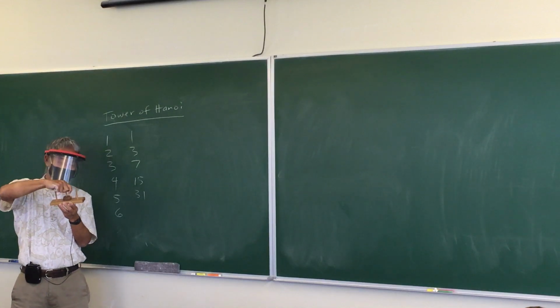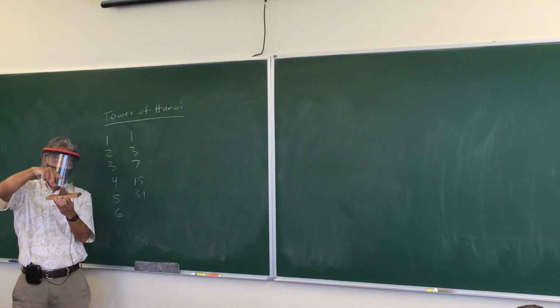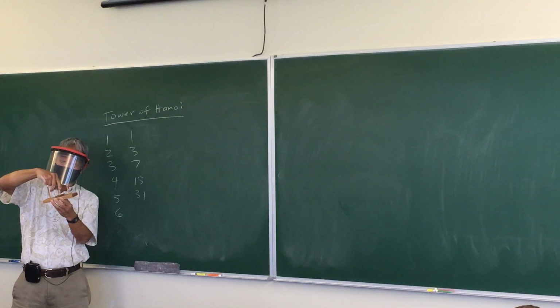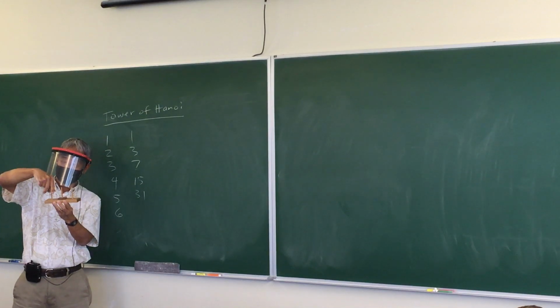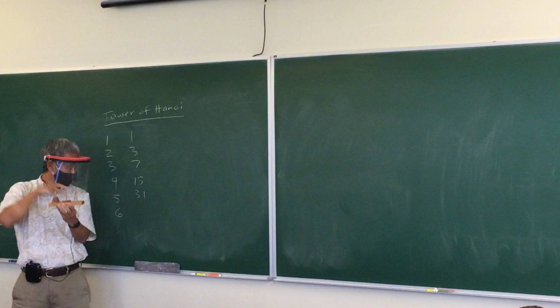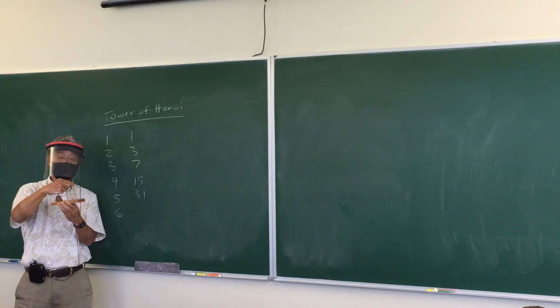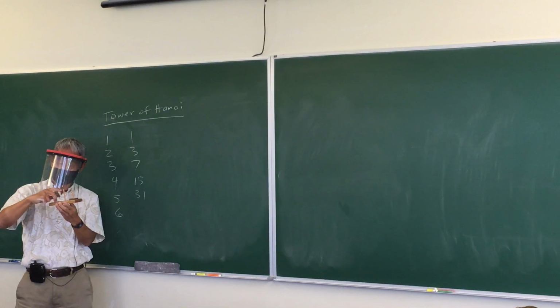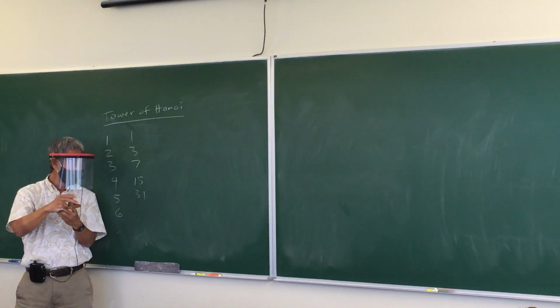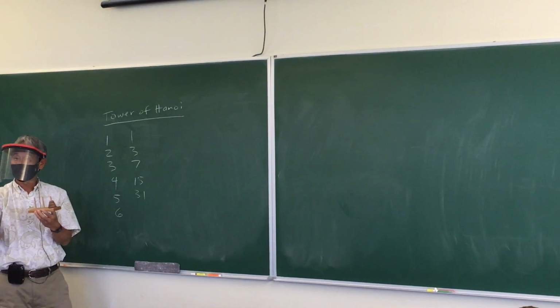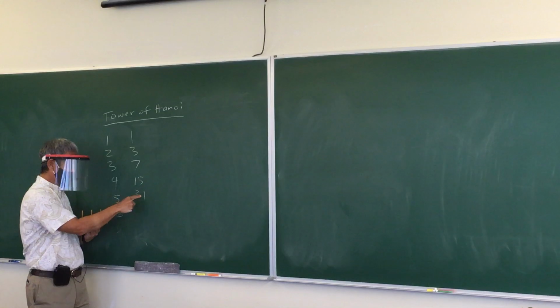Okay, so now I have 6 disks. Without actually doing it, how many moves is it gonna take to move these 5 over here? 31 plus 1 plus 31. So it's this plus 1 plus this.